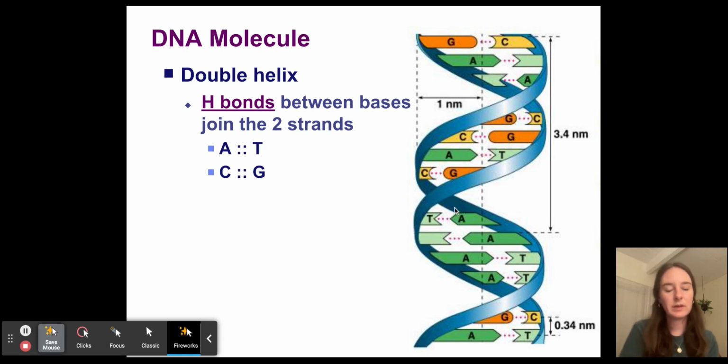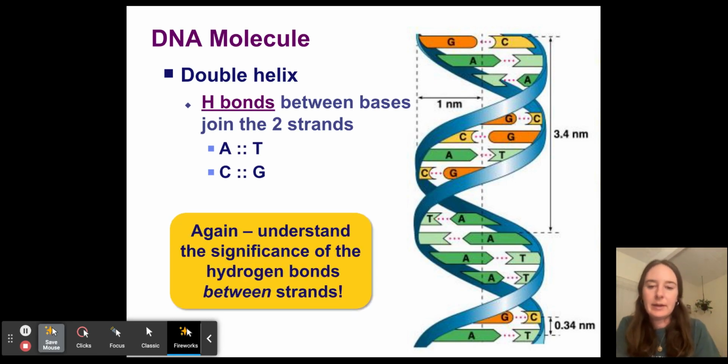So the bases are facing on the inside of the molecule, and then the sugar phosphate backbone is on the outside. It's called a double helix because the two strands are like a twisted ladder. If you took a ladder and you twisted it, it would create this helix shape, and that is a DNA molecule. All right, now don't forget, why is it important that there are hydrogen bonds between the bases?